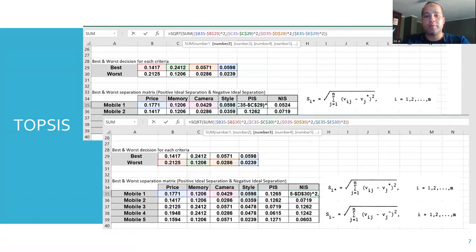We're not over yet with TOPSIS. Next, we need to calculate the positive ideal and negative ideal separation by using the formula here. Basically, we use the sum of square of the difference of each value from the best and worst ideal. As we can see here, we subtracted each value from the ideal value, then squared them, and then summed them, then calculated their square root. Now we have the positive ideal separation and the negative ideal separation. You're advised to pause and check the formulas between the positive and negative ideal separation.